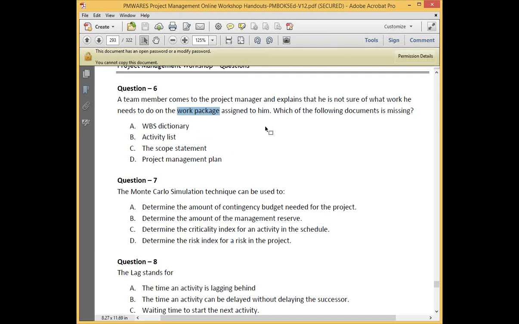No, I was thinking he is aware of the work package, but he is not aware of all the activity list that is given. So the activity list is not provided to him. Okay, maybe this thinking is also right as such. But what it says is he is not sure what he needs to do. This is basically the work package.